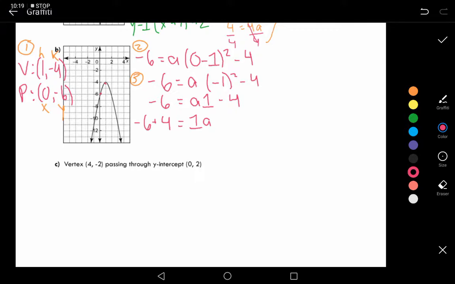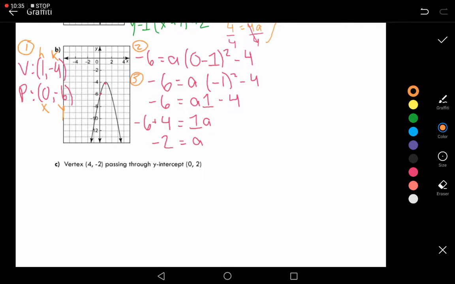Okay, and negative 6 plus 4 is negative 2. Okay, because it's just 1a, that's all we care about. We don't need to do any division. Okay, so we've solved for a.